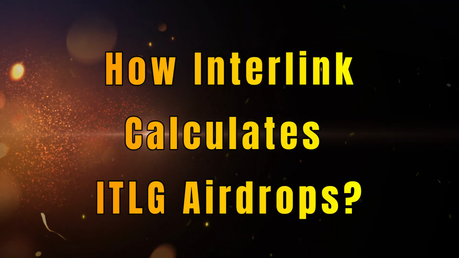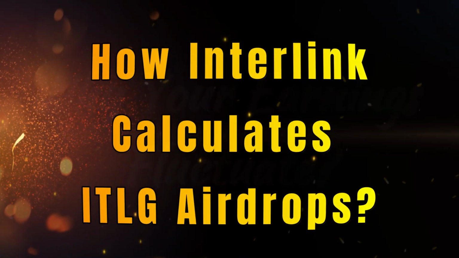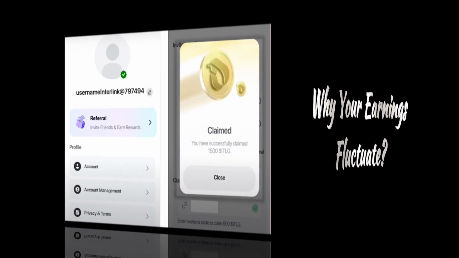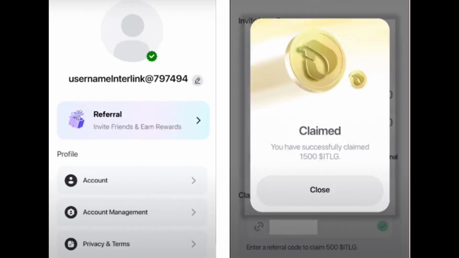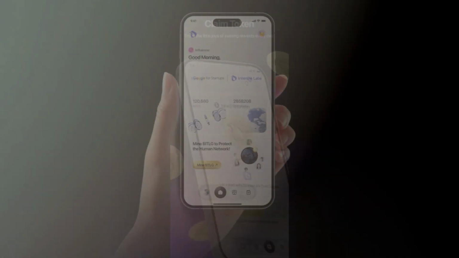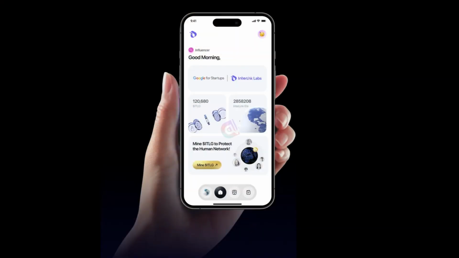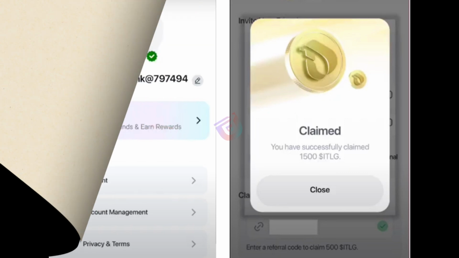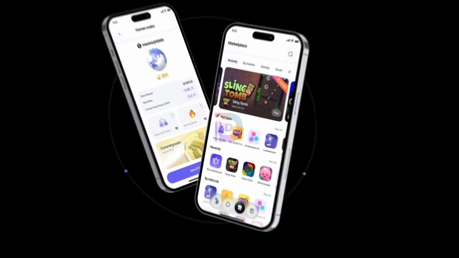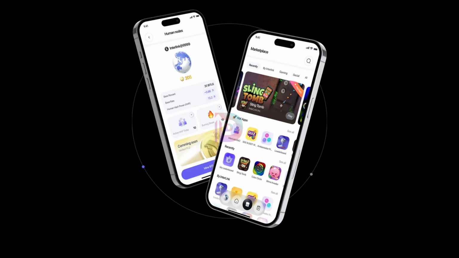How InterLink calculates ITLG airdrops. Why your earnings fluctuate. Have you ever wondered why the quantity of ITLG of your InterLink Lab Network changes on each airdrop you get after every 4 hours? Whether you are a solo linker with no or just a few referrals, or someone with a strong network having dozens of active referrals, the quantity of ITLG you receive through airdrops keeps fluctuating continuously.